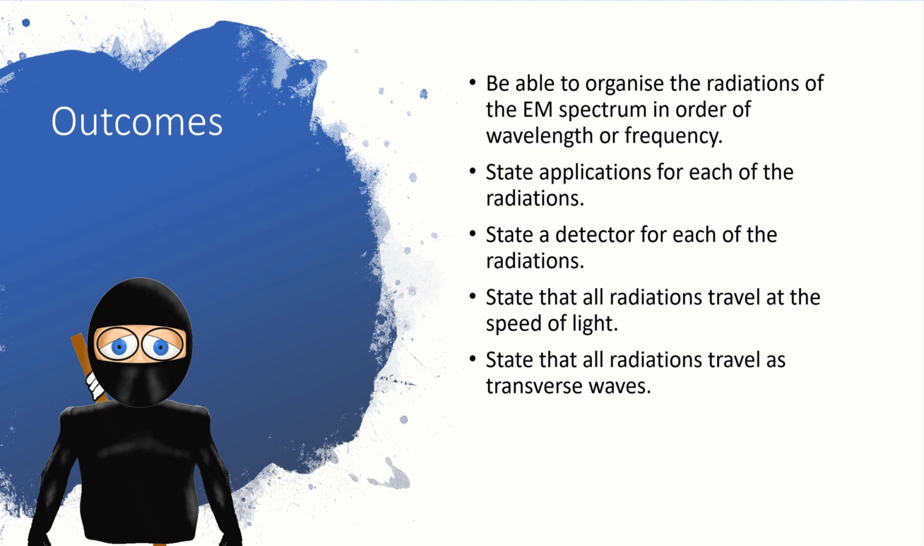So, the outcomes of this video. You need to be able to organise the radiations of the EM spectrum in order of wavelength or frequency from large to small and backward. Give an application or two for each of the radiations. State a detector for each of the radiations. Please remember that all radiations travel at the speed of light, so if you're given a calculation involving a member of the EM spectrum, remember you always have the speed, 3 times 10 to the power of 8 meters per second.